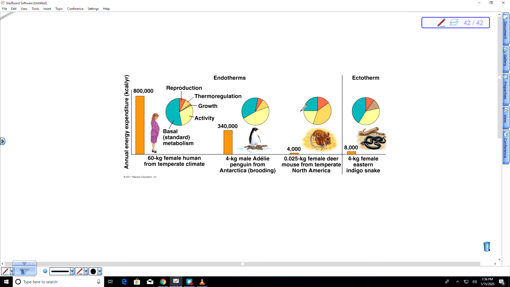Notice, what do I want to say about that? What is this orange? That's thermoregulation. So notice something interesting about the mouse. Notice their thermoregulation budget. The mouse has to use more energy to regulate its metabolism than, say, we do. So that takes me to the other diagram.